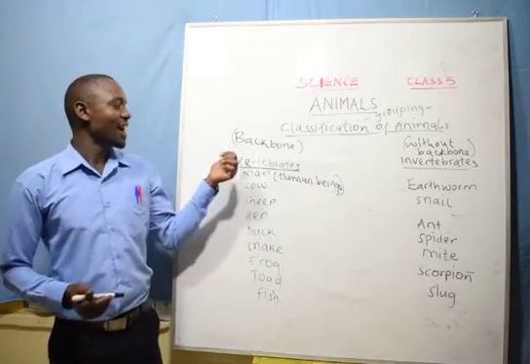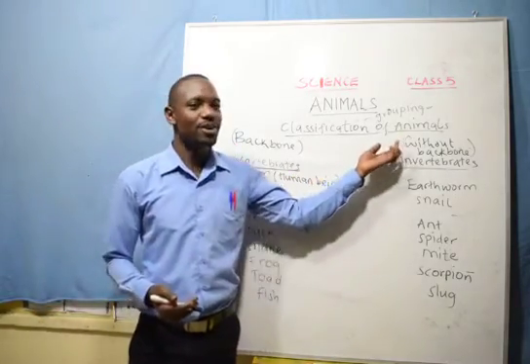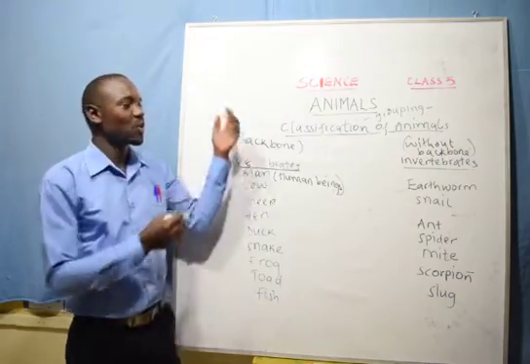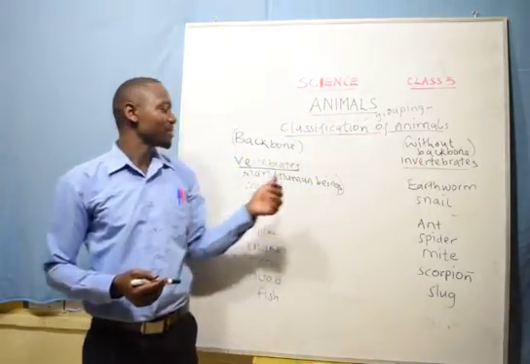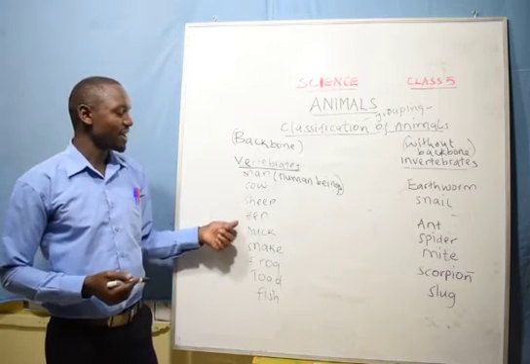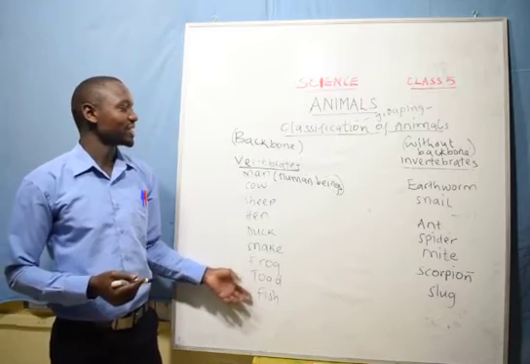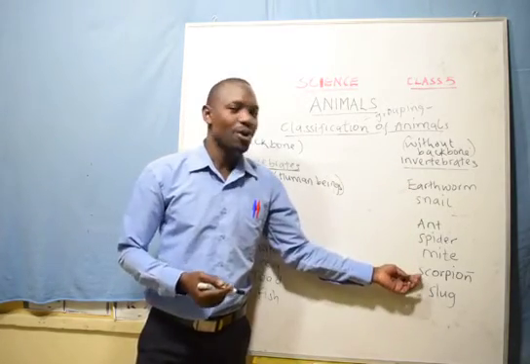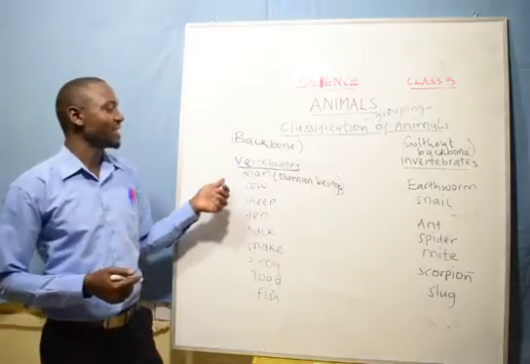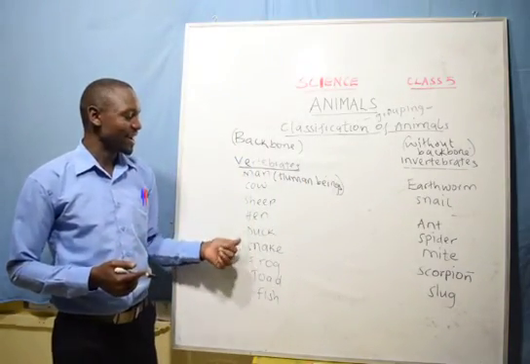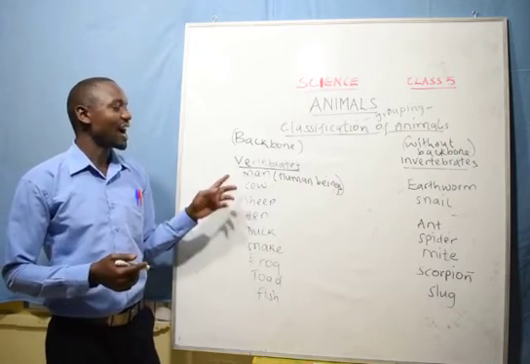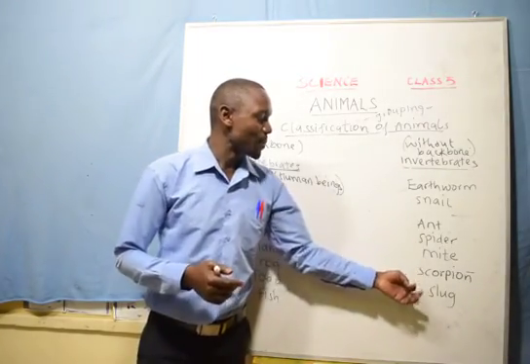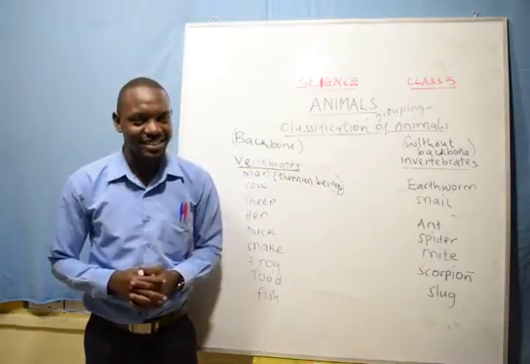Animals with backbone, I am vertebrates. Without backbones, I am invertebrates. Man, cow, sheep, and duck, snake, frog, fish, I am vertebrates. Earthworm, snail, and spider, fly, scorpion, slug, invertebrates.